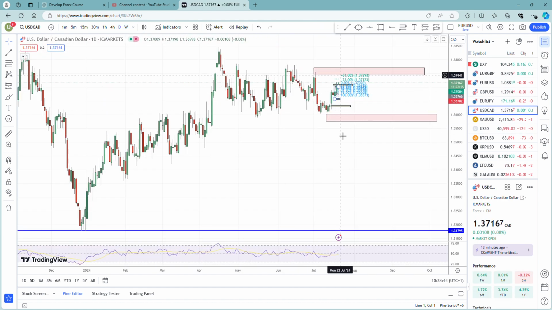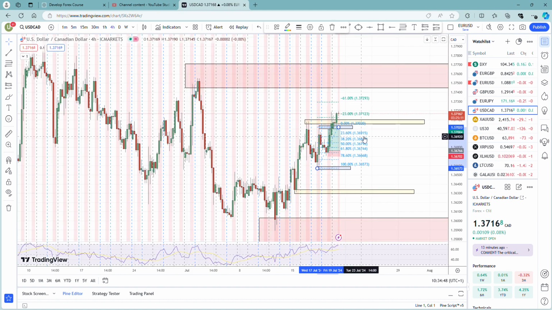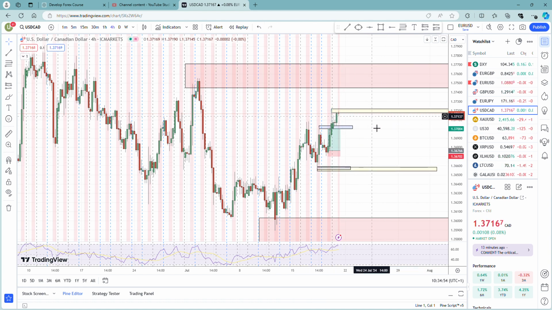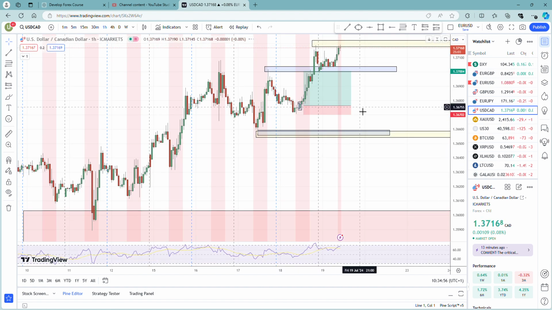The last one, the USDCAD, it's in between the two daily levels. It's now made a new H4 resistance, so we can update the H4. There's your support and resistance. You go into the H1 time frame.